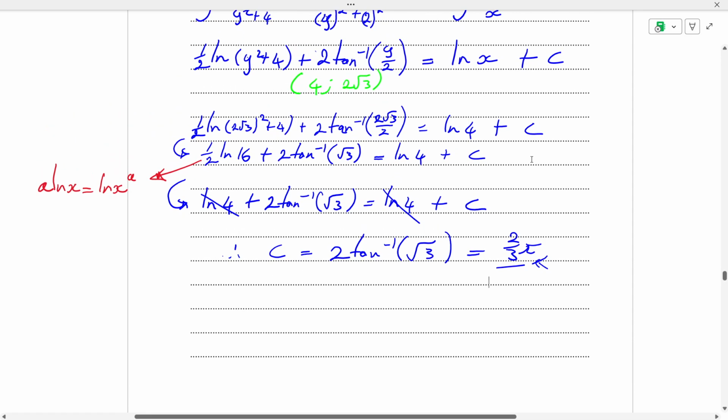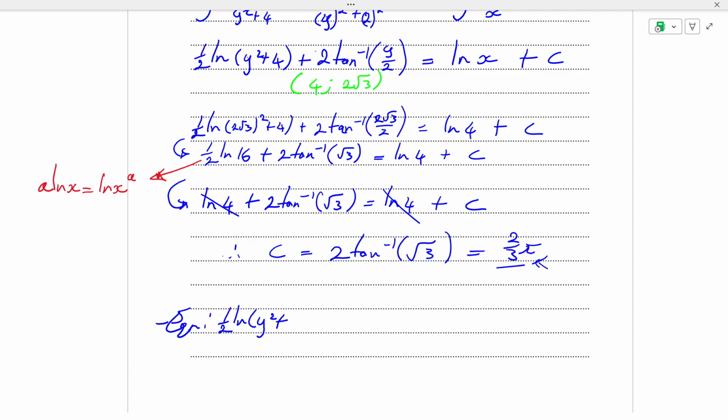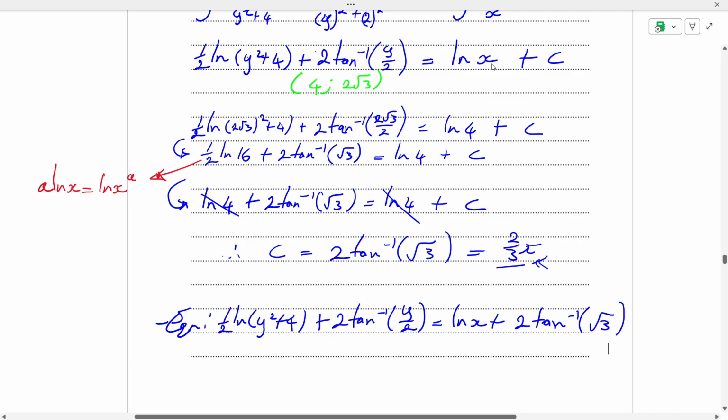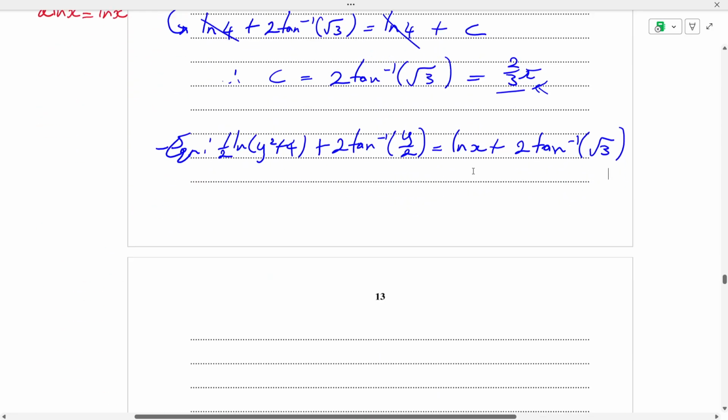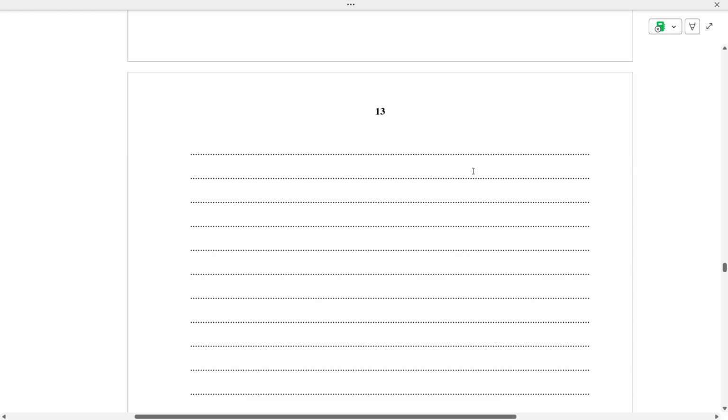So the equation that we have now is half ln (y squared plus 4) plus 2 tan inverse of y over 2 is equal to ln x plus 2 tan inverse of root 3. Okay, so that's the equation that we have. Remember the question said, solve the differential equation, then obtain the value of x when y is equal to 2. So now we'll move on to that stage.